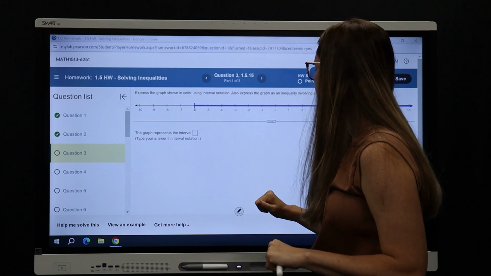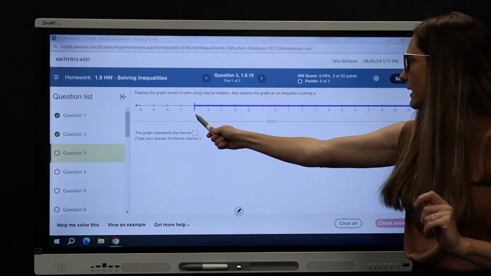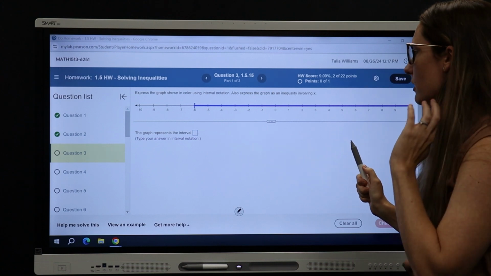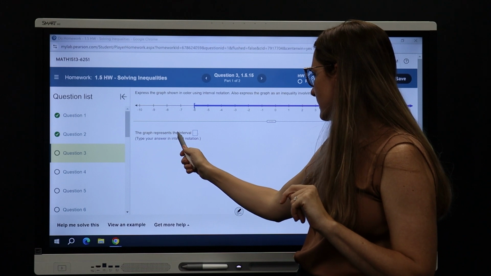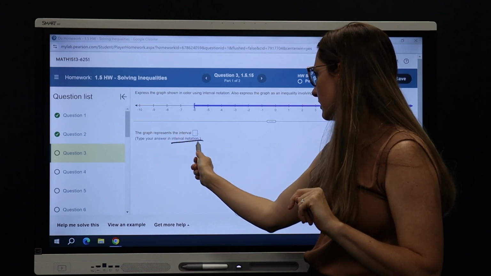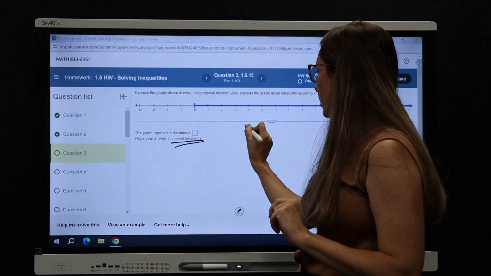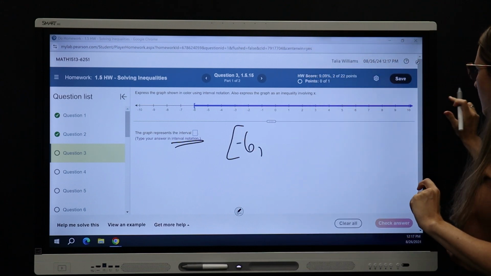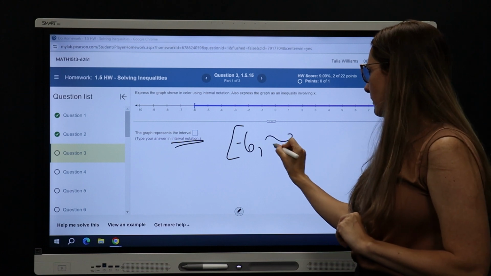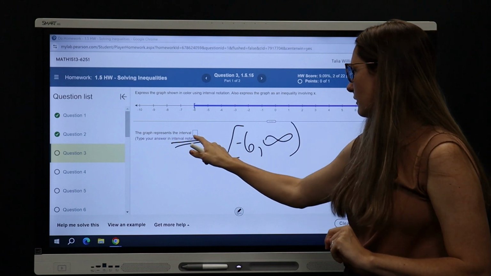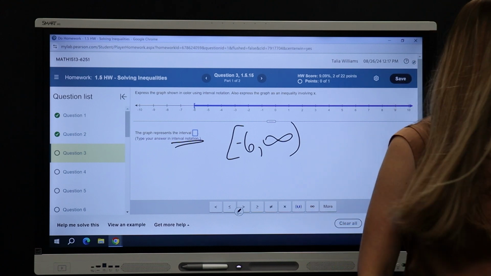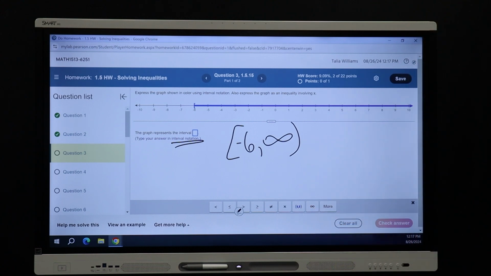Okay. This one goes from -6 with a bracket all the way to positive infinity. So the graph represents the interval. Type your answer in interval notation. So our interval notation is the bracket, -6, and it goes all the way to positive infinity. That one I am going to have to use this infinity sign right there.